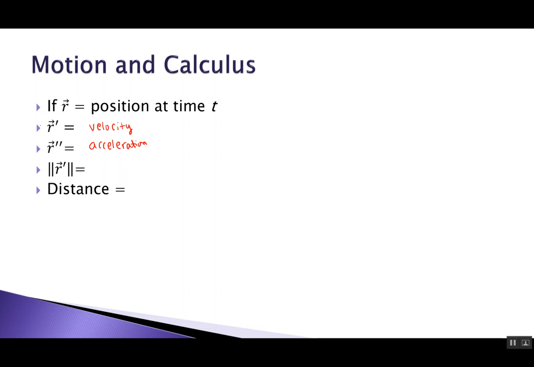The length of the velocity, not the length of the acceleration, the magnitude of the velocity is speed. You learned in Calc 1 that the absolute value of velocity was speed. Okay, this is the extension of that. The magnitude of the velocity vector is speed. And the distance traveled is going to be from your first time to your second time, the integral of the speed, dt. So notice this is speed, not velocity.